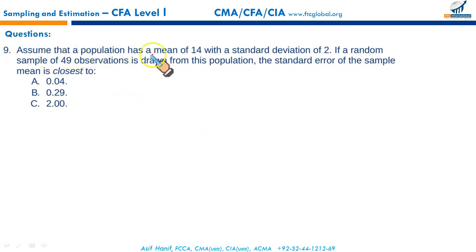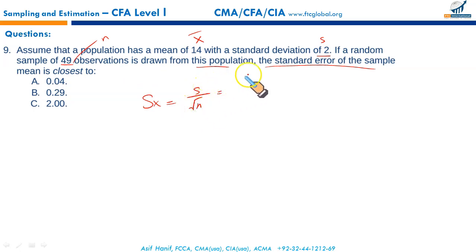Assume that a population has a mean of 14 and a standard deviation of 2. If a random sample of 49 observations, that is n, is drawn from this population, the standard error of the sample mean would be, standard error of sample mean is equal to the standard deviation of the samples divided by the square root of the sample size.